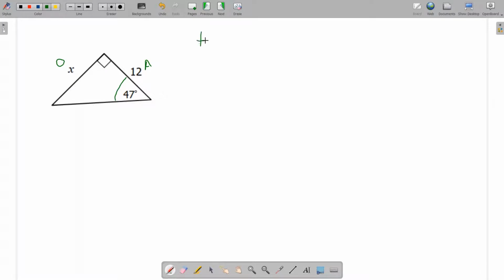Okay, tan of theta, which in this case is 47, is equal to the opposite over the adjacent side. So again, we can multiply by 12 on both sides here. And then we can go ahead and type it into our calculator. 12 times tan of 47 gives us 12.9.